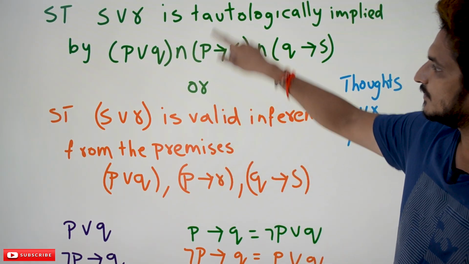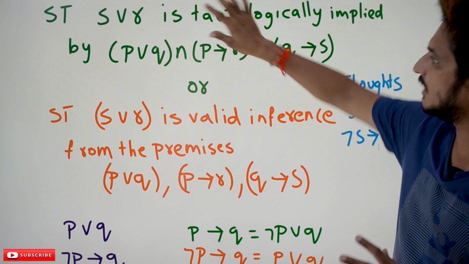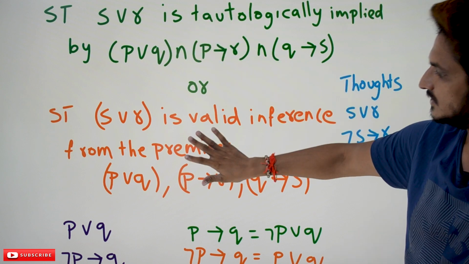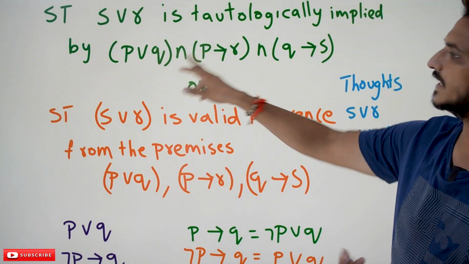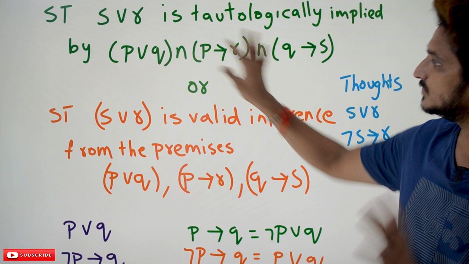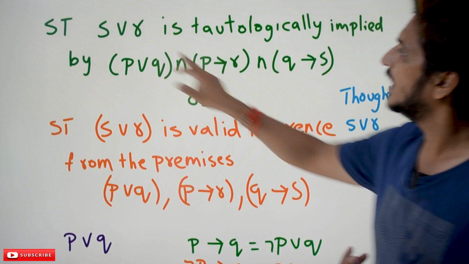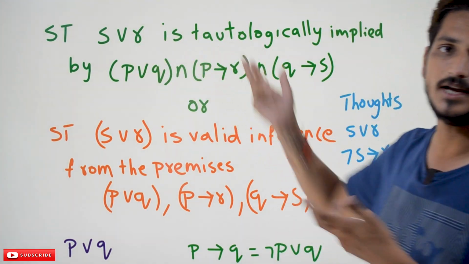So these two examples are the same. If they have given this, you can convert it into the second example. Remove this and make it three different propositions. From these propositions, we need to conclude that S disjunction R is a valid inference.